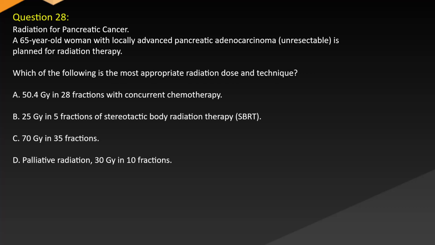Question 28. Radiation for pancreatic cancer. A 65-year-old woman with locally advanced pancreatic adenocarcinoma, unresectable, is planned for radiation therapy. Which of the following is the most appropriate radiation dose and technique? A. 50.4 Gy in 28 fractions with concurrent chemotherapy. B. 25 Gy in 5 fractions of stereotactic body radiation therapy, SBRT. C. 70 Gy in 35 fractions. D. Palliative radiation, 30 Gy in 10 fractions.